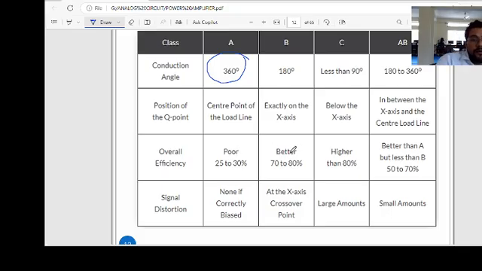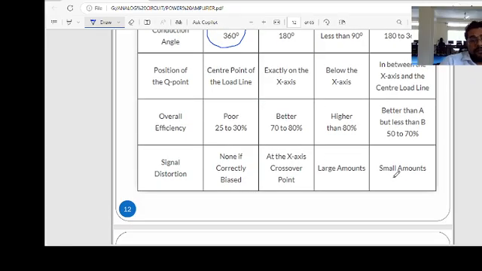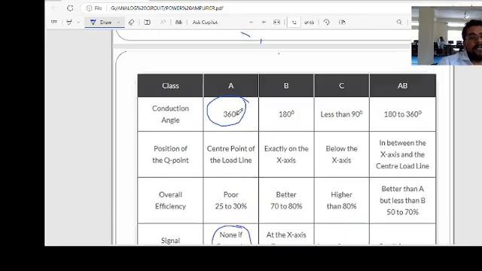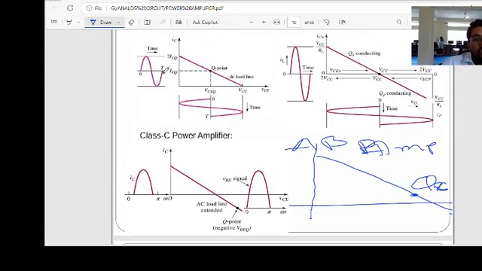Then class B improves to 70 to 80%, class C is higher than 80%, and class AB is better than A but less, around 50 to 60%. Signal distortion: none if biased correctly. At the x-axis crossover point there is distortion. In class A, if biased correctly, there is no distortion, and the complete signal appears at the output.